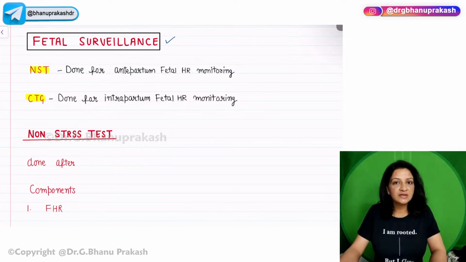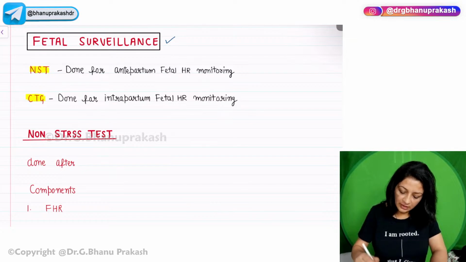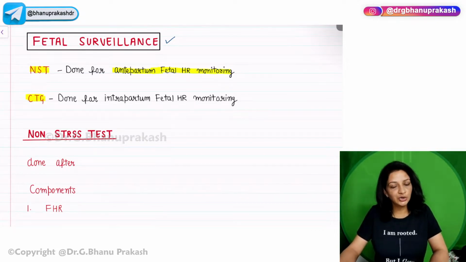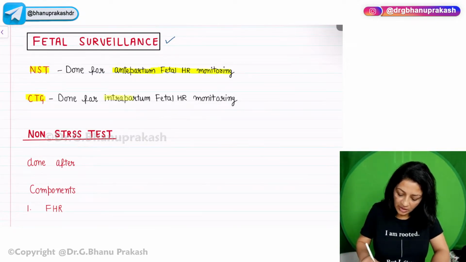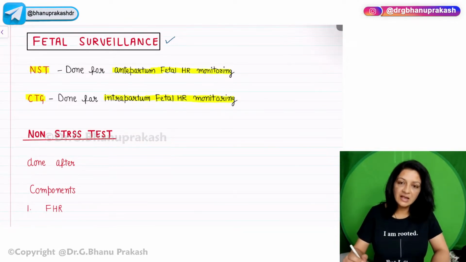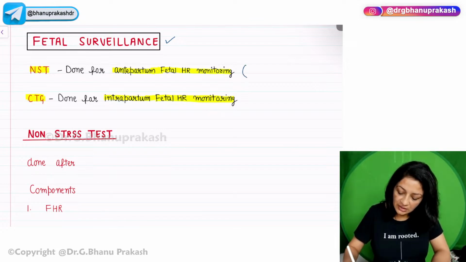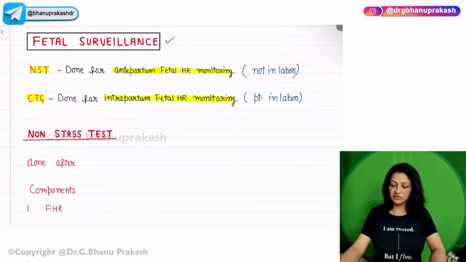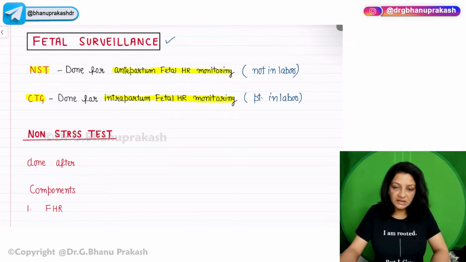So NST is non-stress test done for antepartum fetal heart rate monitoring. CTG means cardiotocography, done for intrapartum fetal heart rate monitoring during labor. So दोनों में difference क्या है? NST में patient is not in labor. और जब भी हम CTG करेंगे पेशेंट होगा लेबर, patient in labor. So this is the difference between NST and CTG.